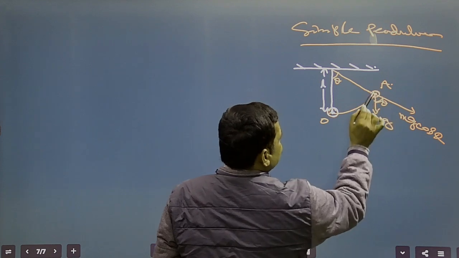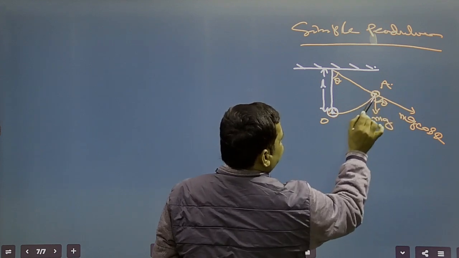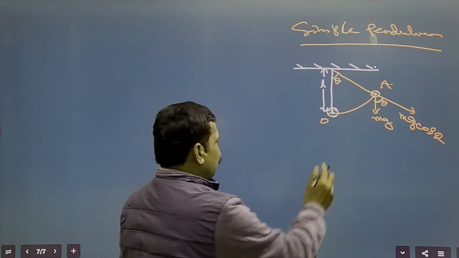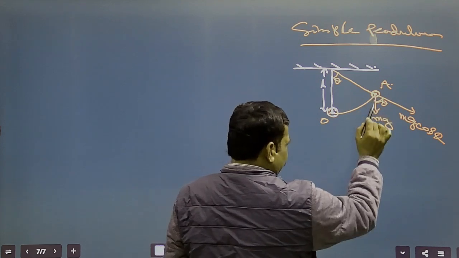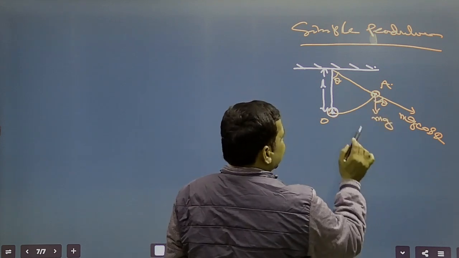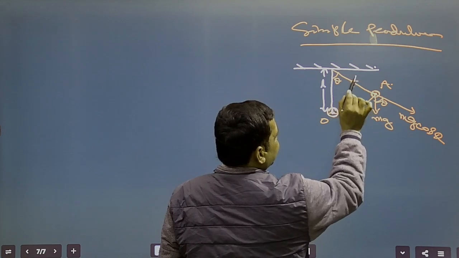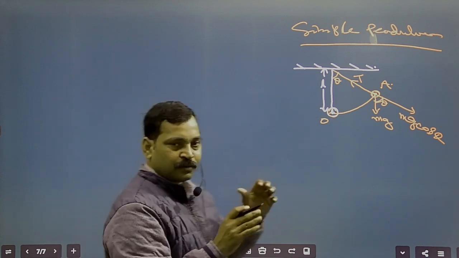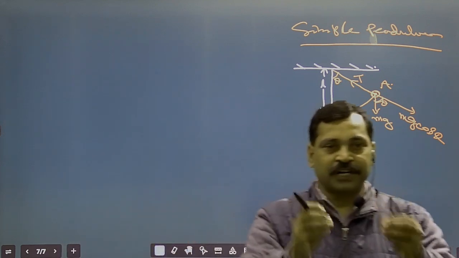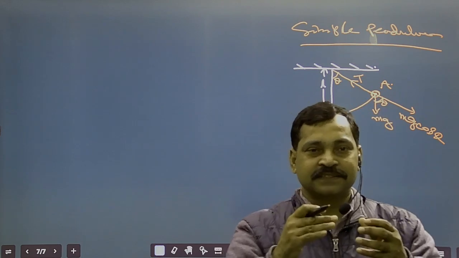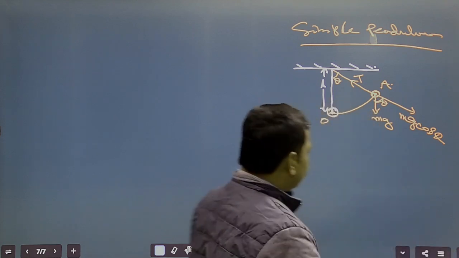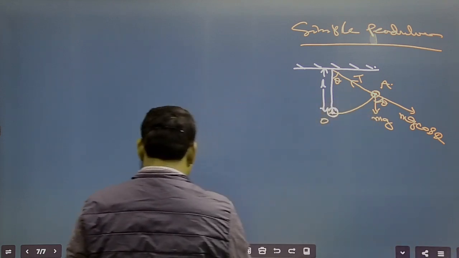A. So here you see the different forces acting on the bob. Its weight will be acting in the vertically downward direction and the tension will be along the string. So you know, the weight of any body will always be in the vertically downward direction. So mg will be in this direction.